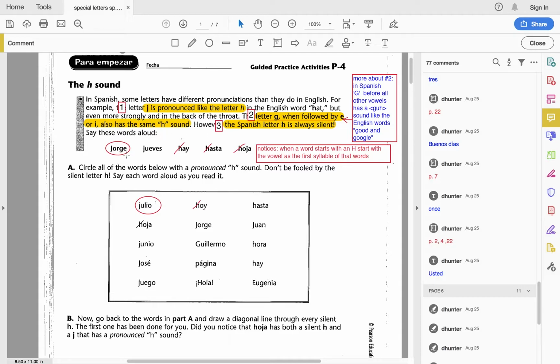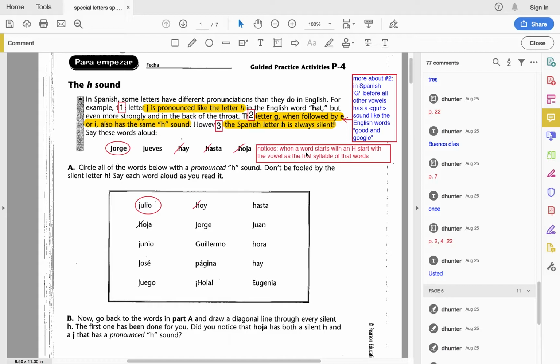Jorge, jueves, ay, hasta, hoja. I'm going to say them all quickly now that you've had a chance to try. Jorge, jueves, ay, hasta, y hoja.